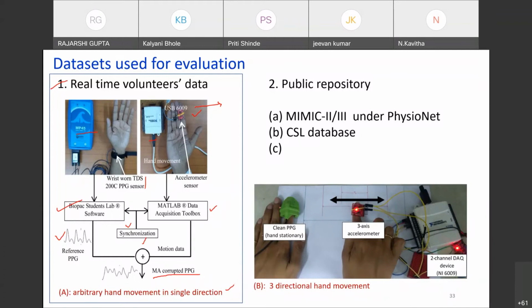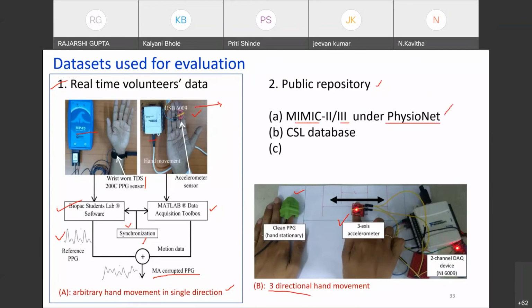The second one is if you use a low-cost PPG sensor that is available in the market, then if we can keep this hand stationary and keep this hand movable in arbitrary direction, then you can also use a single DAQ card and collect the data in MATLAB or any other environment. So here we used 3-directional data movement to get a controlled motion artifact PPG data.